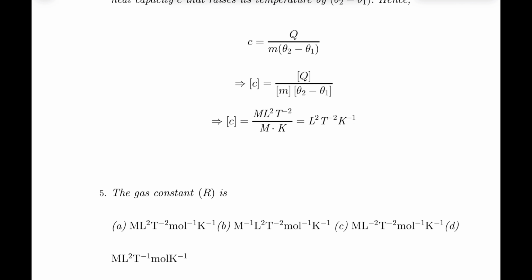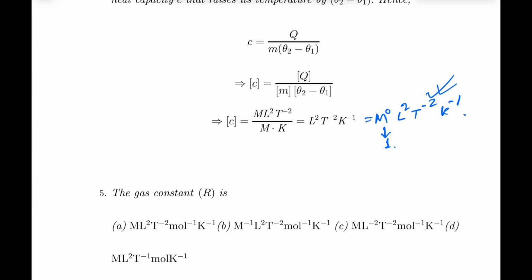This can also be written as M to the power 0 L squared T to the power minus 2 K to the power minus 1. This is so because M to the power 0 is equal to 1. So if this is given in the options, you can also write this one or tick this answer.